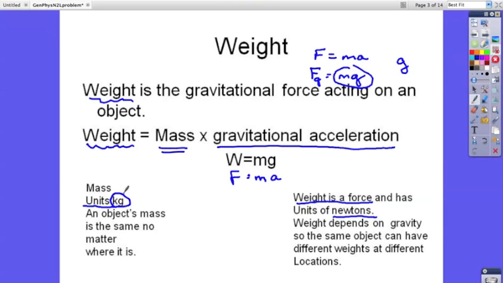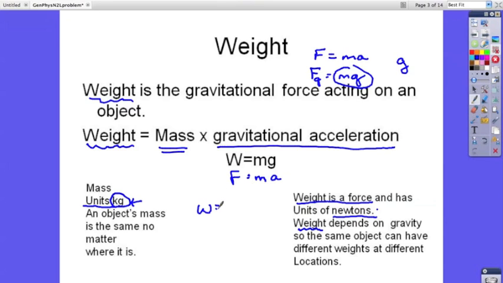Mass is a fundamental characteristic of an object. The mass of the object is the same no matter where it is. So if I have an object that's 10 kilograms on the Earth and I take that object up to the moon, it's 10 kilograms on the moon. So the mass is a fundamental characteristic. Weight is the gravitational force acting. So weight can vary. If I take an object that is 10 newtons on the Earth and I take that object up to the moon, it's only going to have a weight of about 1.6 newtons. So weight depends on where you are. It's a measure of the gravitational force. Weight is in newtons, mass is in kilograms.